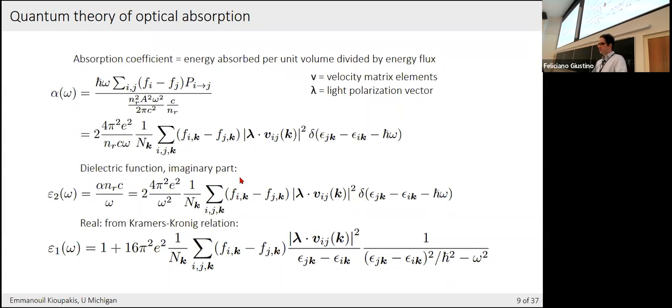Of course, in electromagnetism, we can find the real part through a Kramers-Kronig relation. The two are connected through the causality principle. So by doing the Kramers-Kronig integral, we can find an equivalent expression for the real part.